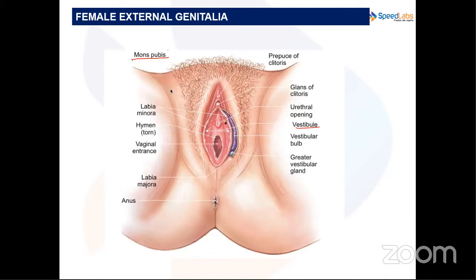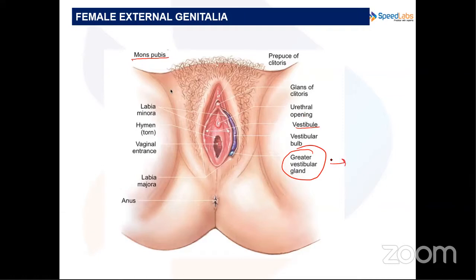Now, you also have two important glands on the sides of the vaginal opening. You can see on the margin near the labia minora, this is the greater vestibular gland.